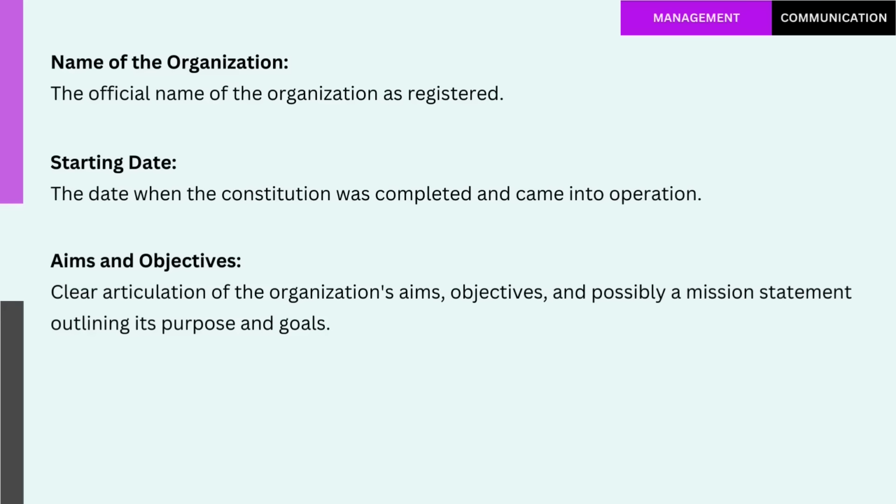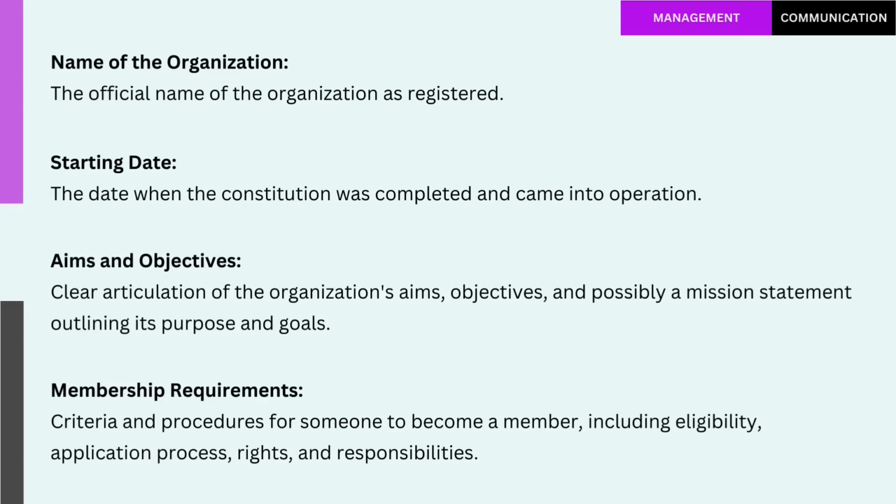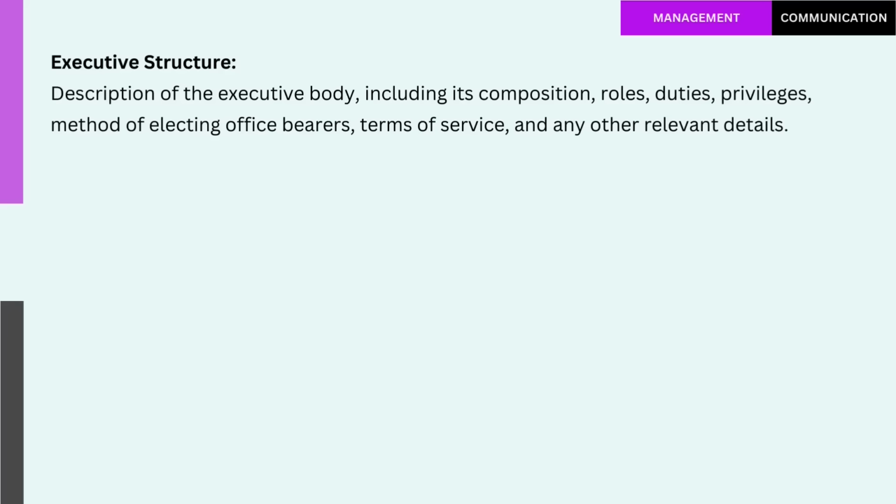3. Aims and objectives. Clear articulation of the organization's aims, objectives, and possibly a mission statement outlining its purpose and goals. 4. Membership requirements. Criteria and procedures for someone to become a member, including eligibility, application process, rights, and responsibilities. 5. Executive structure. Description of the executive body, including its composition, roles, duties, privileges, method of electing office bearers, terms of service, and any other relevant details.